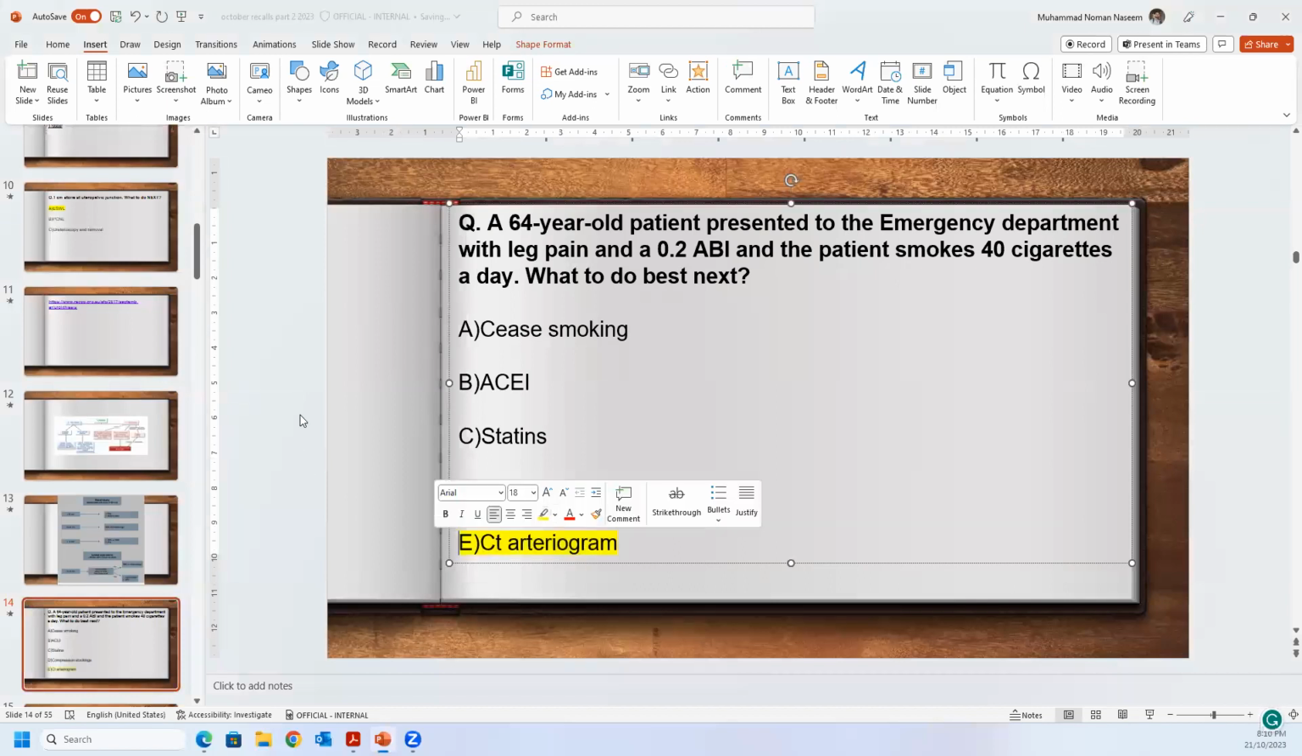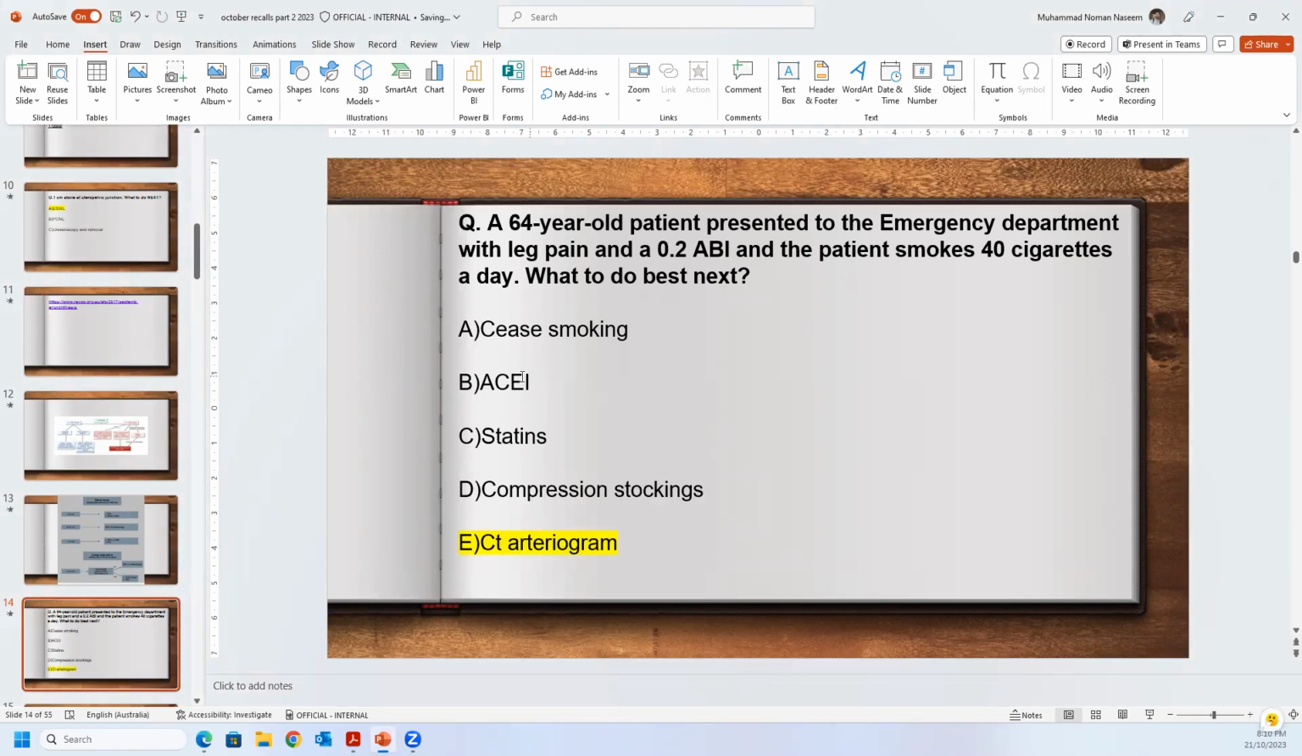Excellent. I do agree with you guys. Cessation of smoking, adding ACE inhibitors, adding statins are all very good options, but they are not the best options in a patient who is having ABI of 0.2 and critical limb ischemia. Cessation of smoking, ACE inhibitors, statins, they're not going to do anything to prevent the critical limb ischemia. CT arteriogram is going to help visualize the clot or the atherosclerotic plaque, and it will help us to plan a surgical intervention. Excellent. Yes, there is a critical range. Less than 0.4 is critical.